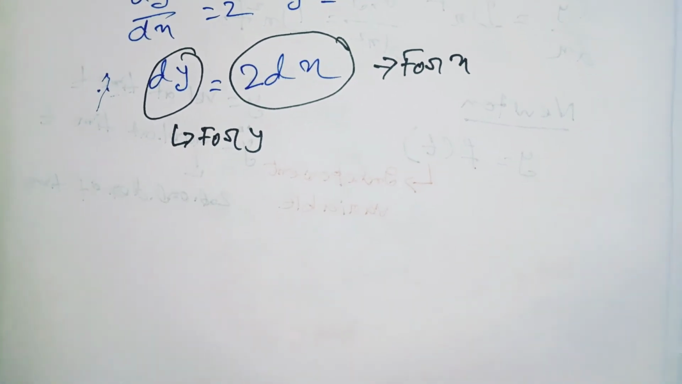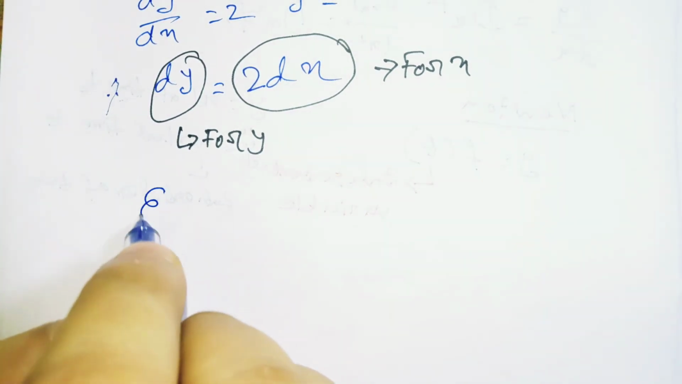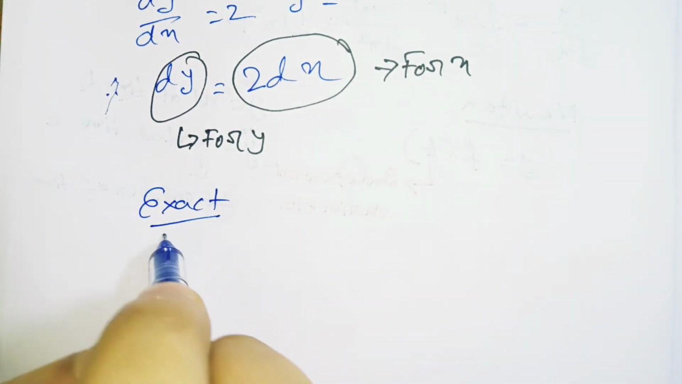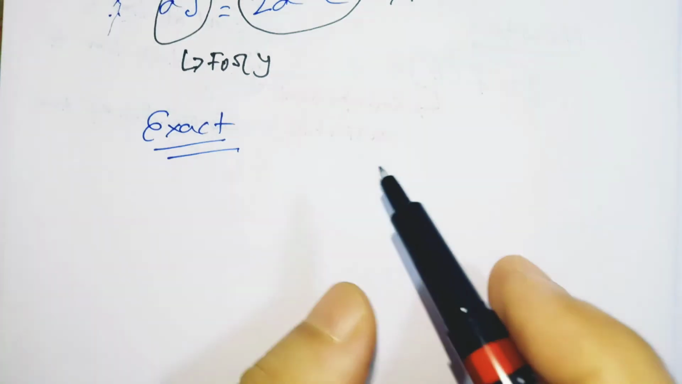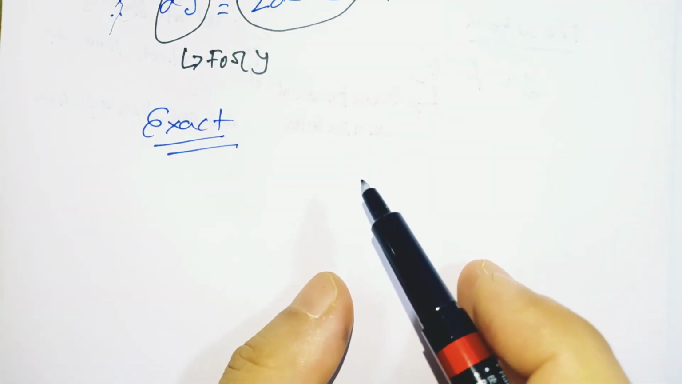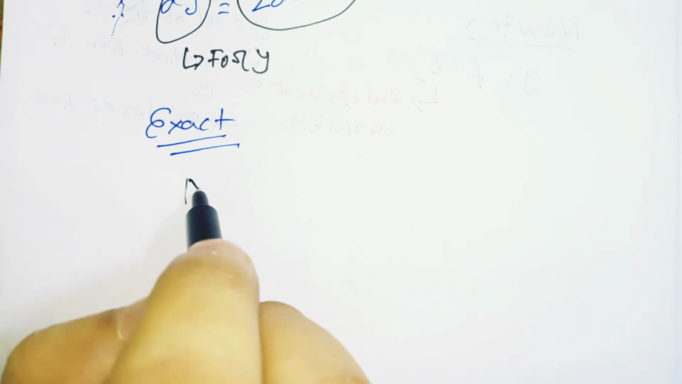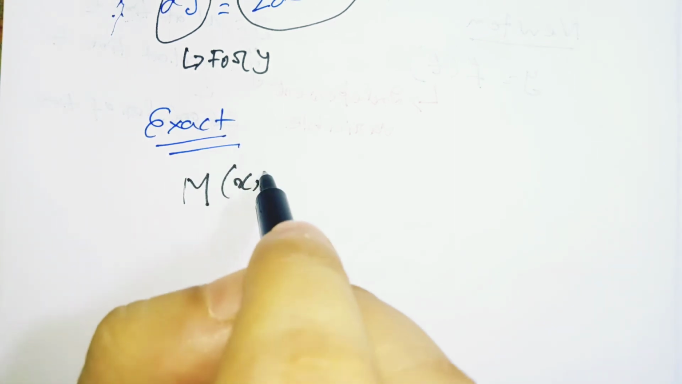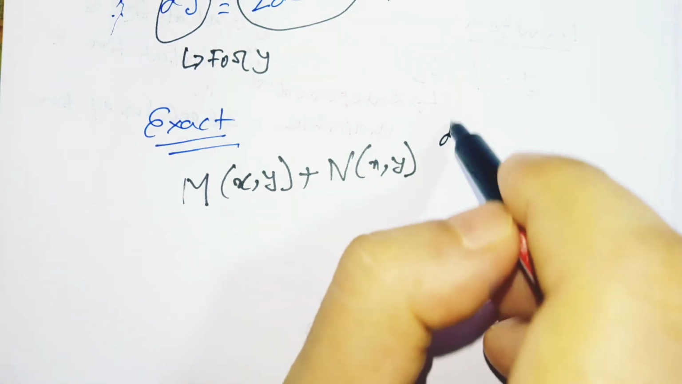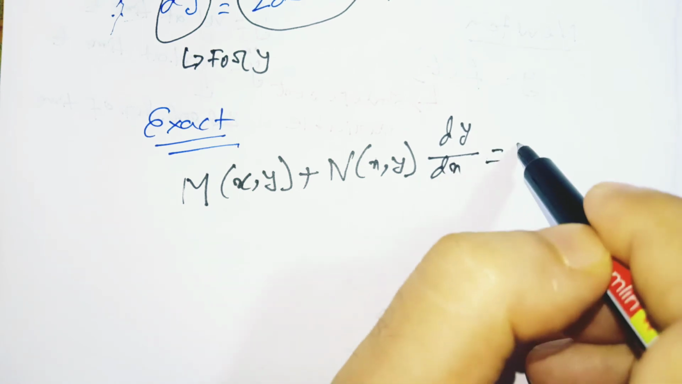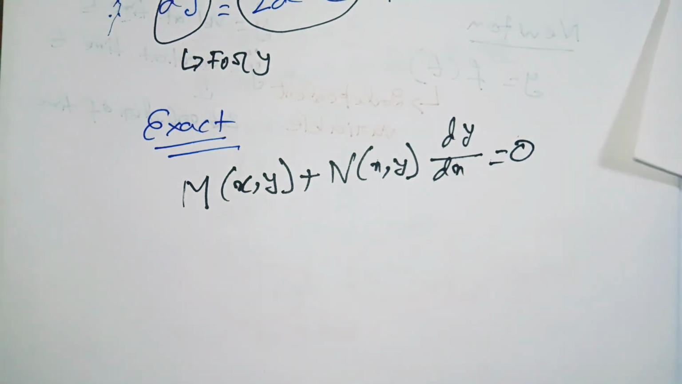The final part which remains is what is called an exact ordinary differential equation, but we are not going to look much into it because it will take the form of integration in order to know that. So what I'm going to do is just write the form. We can look into it later. It would be M(x,y) plus N(x,y) dy by dx equals 0. This is a typical way of writing an exact ordinary differential equation.